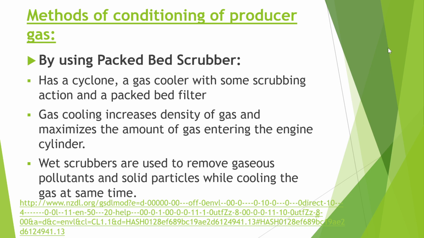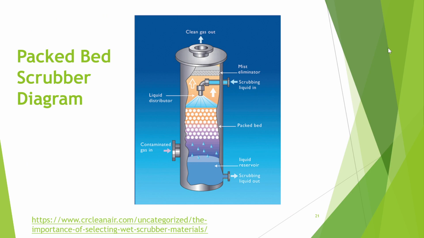Now, how to do conditioning of producer gas? We have two methods here. First one is by using a packed bed scrubber. Here we have a cyclone, a gas cooler, and all that happens with some scrubbing action. Scrubbing action means there will be an interface between gas and water, and some scrubbing action will be there. Gas cooling also increases the density of the gas, as water, which will have a lower temperature than the hot gas coming out of the gasifier, will cool down the gas to some extent. Then we have wet scrubbers here to remove gaseous pollutants while cooling the gas at the same time, as I told earlier.